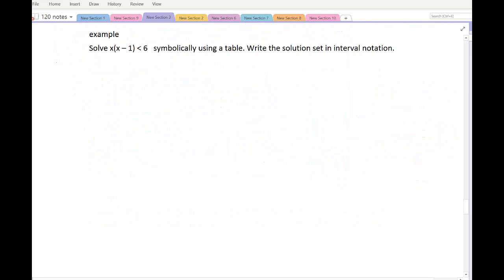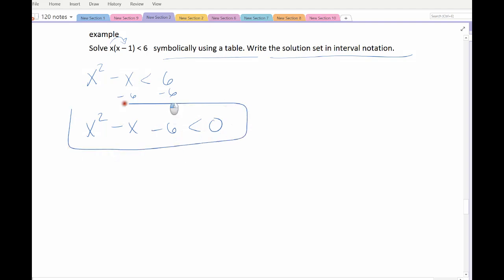So the first thing I have to do, again, I want to write the solution set in interval notation, solve it using the table. The first thing you have to do is set it to 0. So before I get started, I'm going to distribute my x. So I get x times x, which is x squared, minus x less than 6. Move the 6 over, and so the quadratic I'm going to solve is x squared minus x minus 6 less than 0. So I want the negative, right?